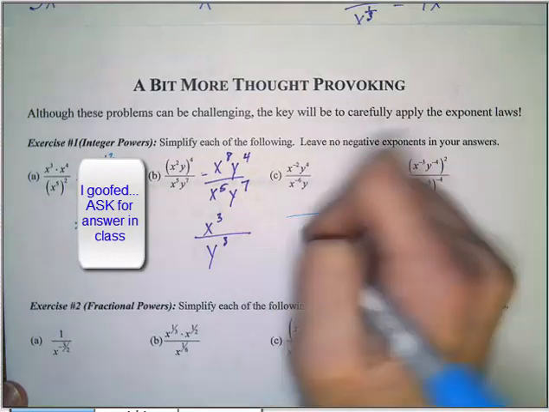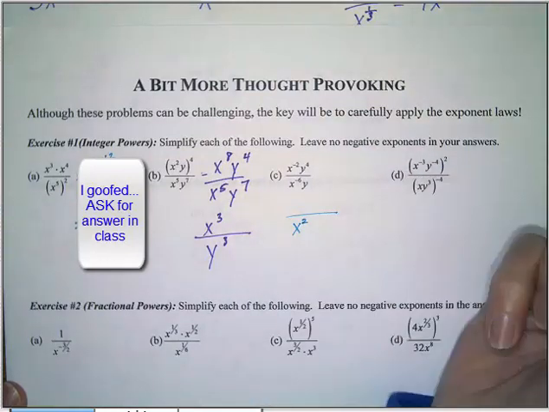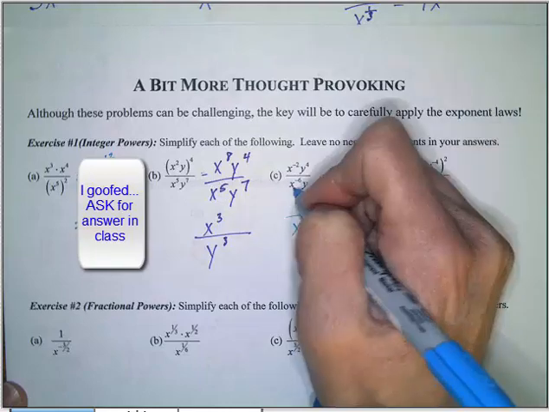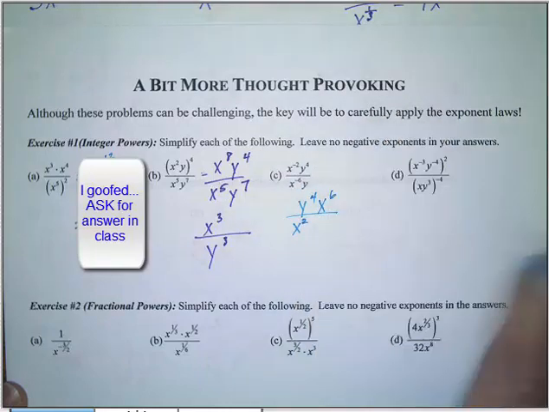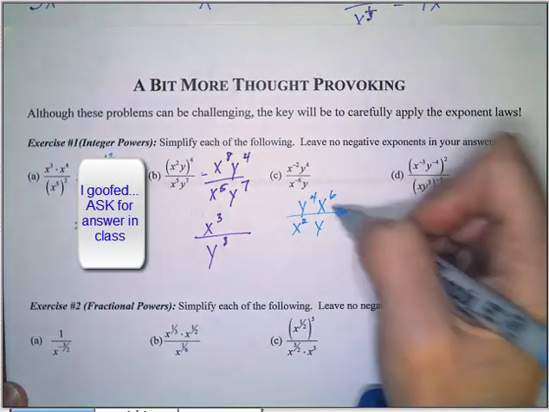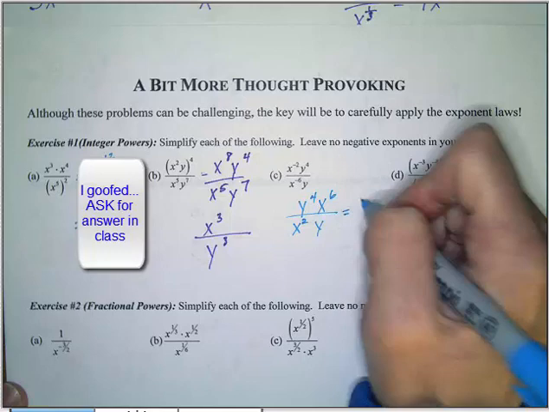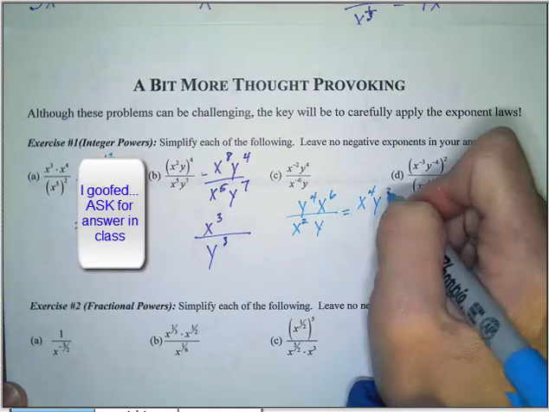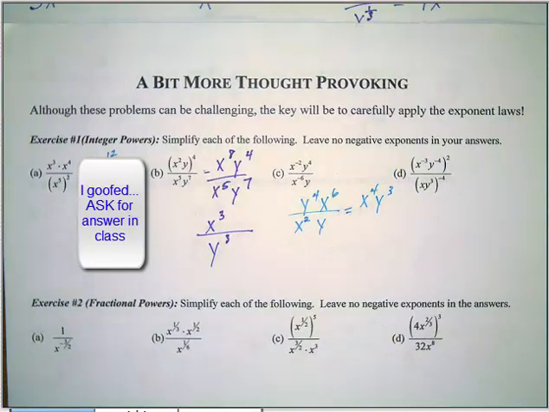So x to the positive 2 goes on the bottom, y to the fourth stays on top. X to the negative 6 on the bottom becomes positive on top, and y stays where it is. Now I'm going to clean it up. So x to the 6 over x to the 2 is x to the 4, y to the fourth over y is y to the third. So why don't you pause the video and try letter D.